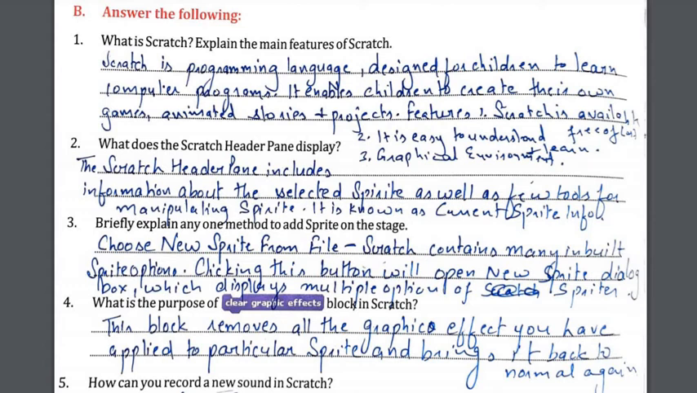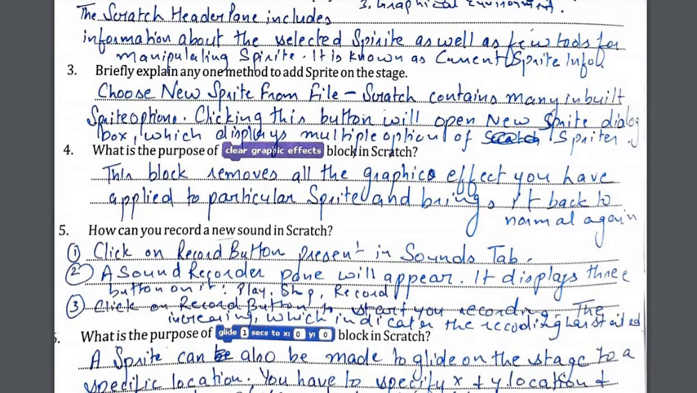What does the Scratch header pane display? Scratch header pane includes information about the selected sprite as well as a few tools for manipulating the sprite. It is known as current sprite information. Briefly explain any one method to add a sprite on the stage. Choose new sprite from the file. Scratch contains many inbuilt sprite options. Clicking this button will open a new sprite dialog box which displays multiple options of sprite.